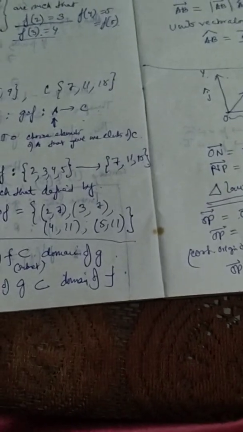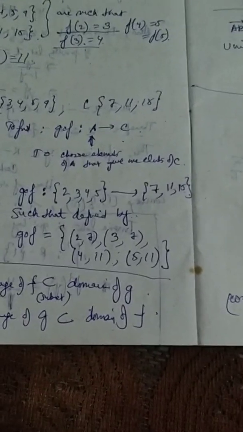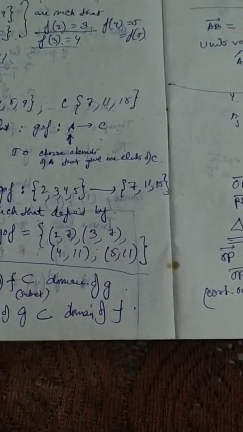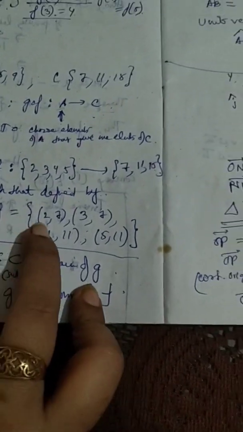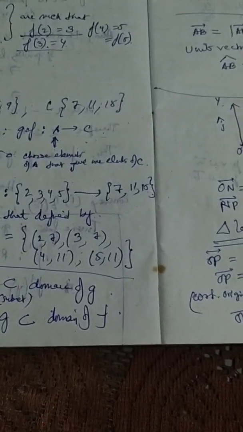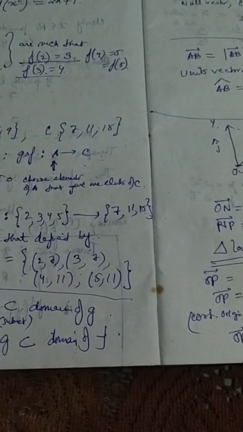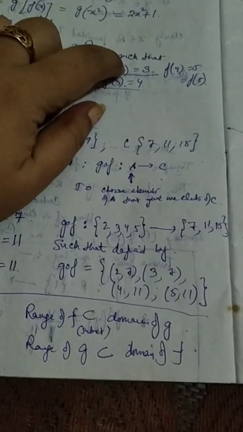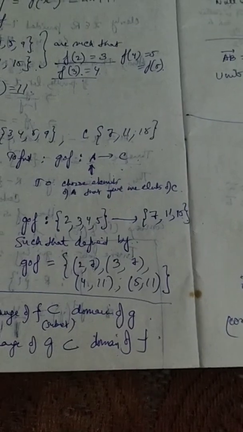And how do we define it? We cannot have any formula as such, because there's no perfect expression given. So we will write it in terms of ordered pairs: (2,7), (3,7), (4,11), (5,11). G compose F is given by these ordered pairs, because we cannot write it in the form of an expression. That would be possible if and only if the expressions for F and G had been given, but they're not given here, so we have to write it like this.